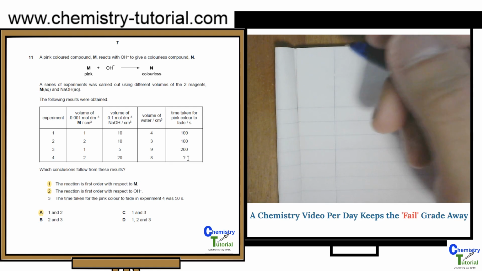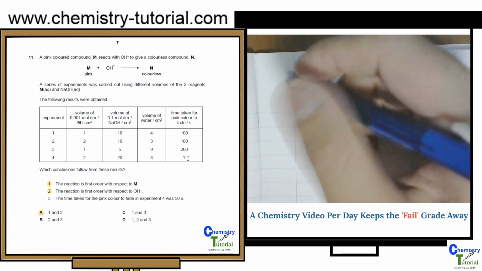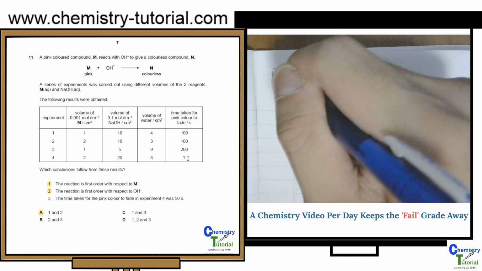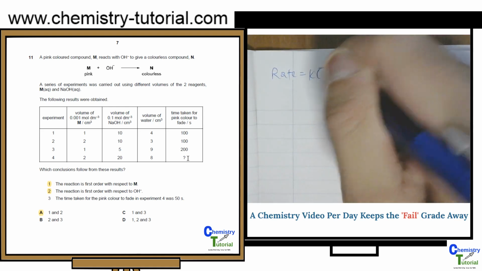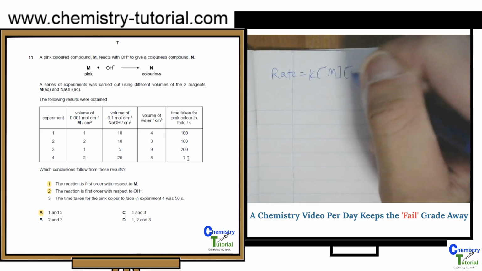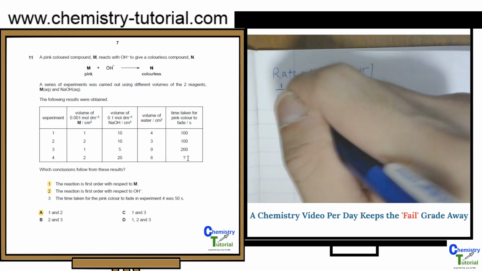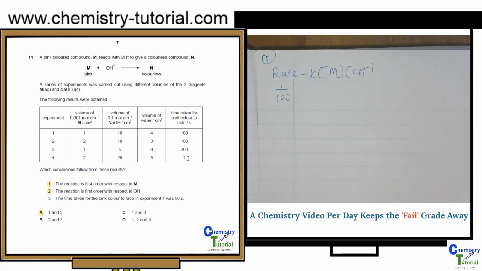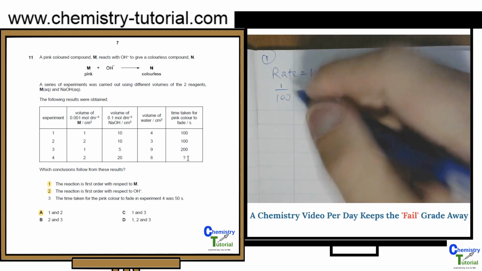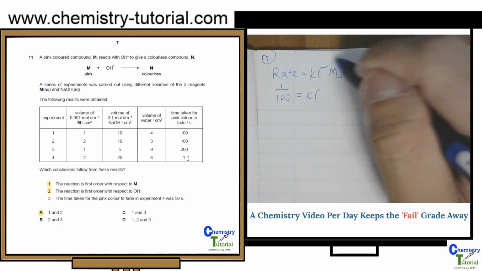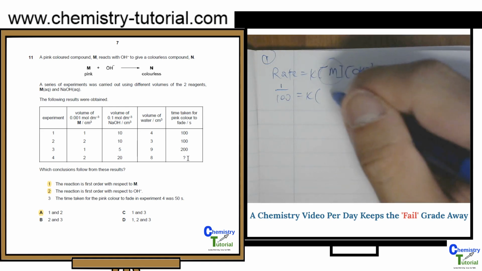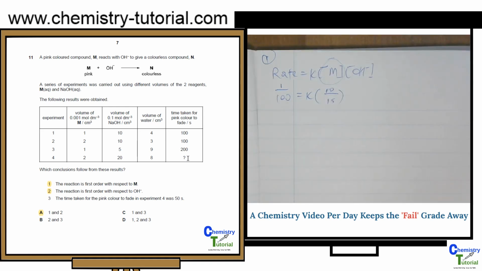Let us just take the data from experiment 1. So we have rate equals k, M, and OH minus. We need to find the rate constant. So what's the rate here? I'll just use 1 over 100, from the first experiment. Equals k. But what's the concentration of M in this case? I'm going to use 10 over 15. Why 10? Because you have 10 cm cubed over the entire volume, which is 15.